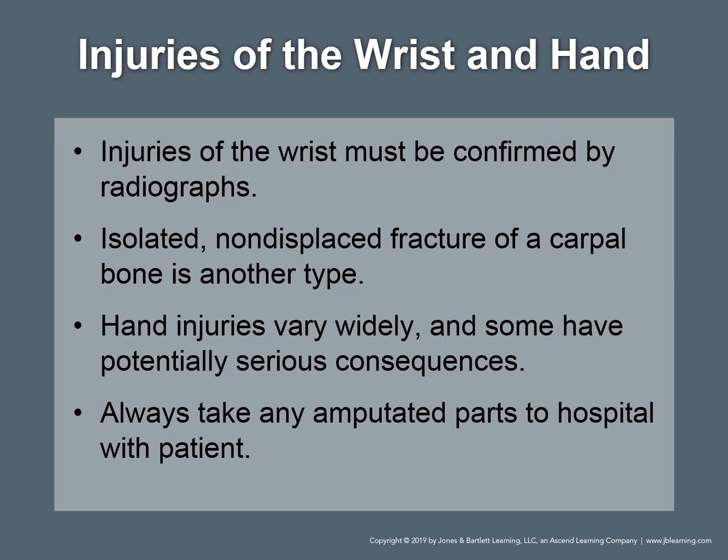Injuries to the wrist and hand. You've got to have an x-ray to confirm a fracture. An isolated non-displaced fracture of the carpal bone is another type of fracture. Still going to need an x-ray for it. Hand injuries vary widely. Some can be serious, some not so serious. We always assume the worst and hope for the best.